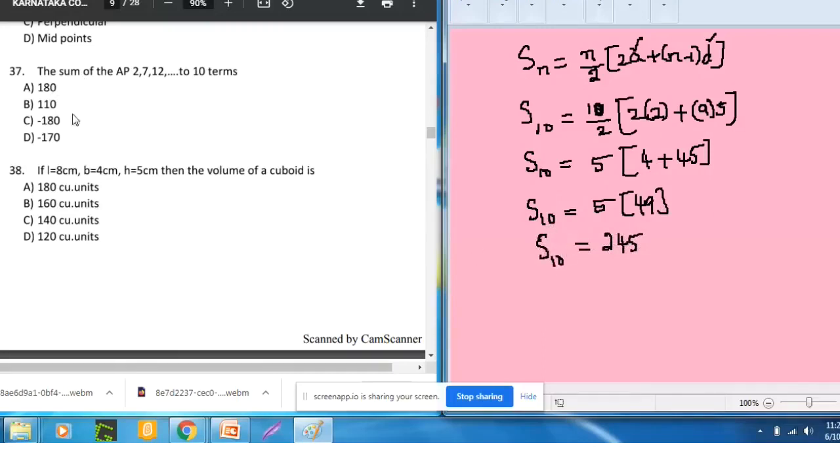Correct option here is, oh, surprisingly there is no correct option in this question. So please make a note of it. The correct answer for this question is 245, students.